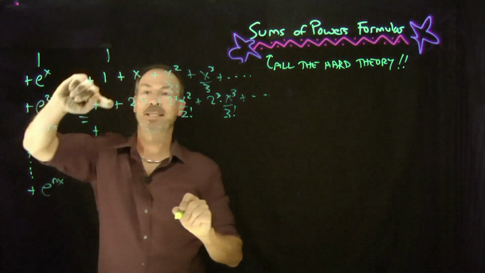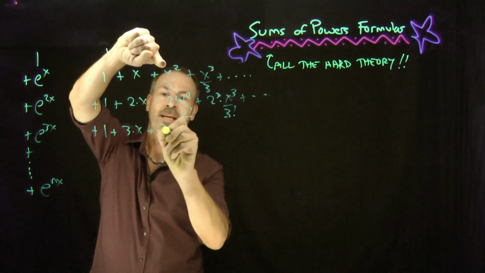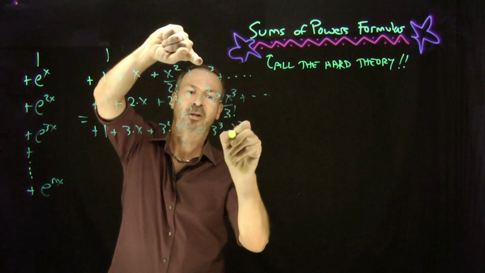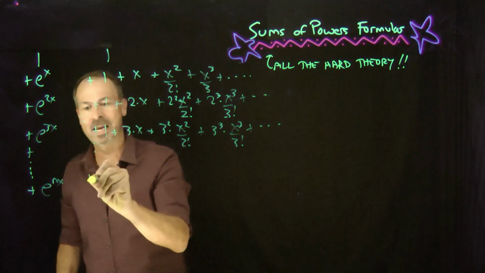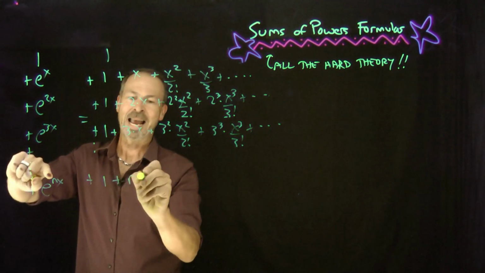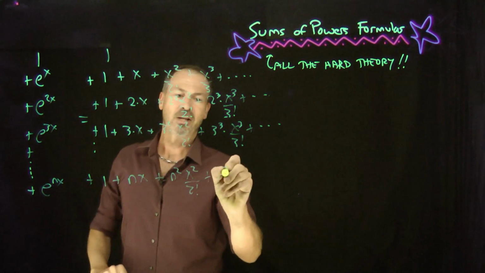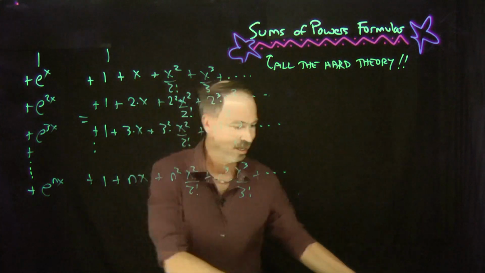Okay, now it's going to be wherever I see an x, put a 3x. 1 plus 3 times x plus 3 squared, x squared on 2 factorial plus 3 cubed, x cubed on 3 factorial, and so on and so on and so on. And keep doing this all the way down to the last one, 1 plus nx plus n squared x squared over 2 factorial plus n cubed x cubed on 3 factorial, and so on and so on and so on. My pen's getting low, not good.